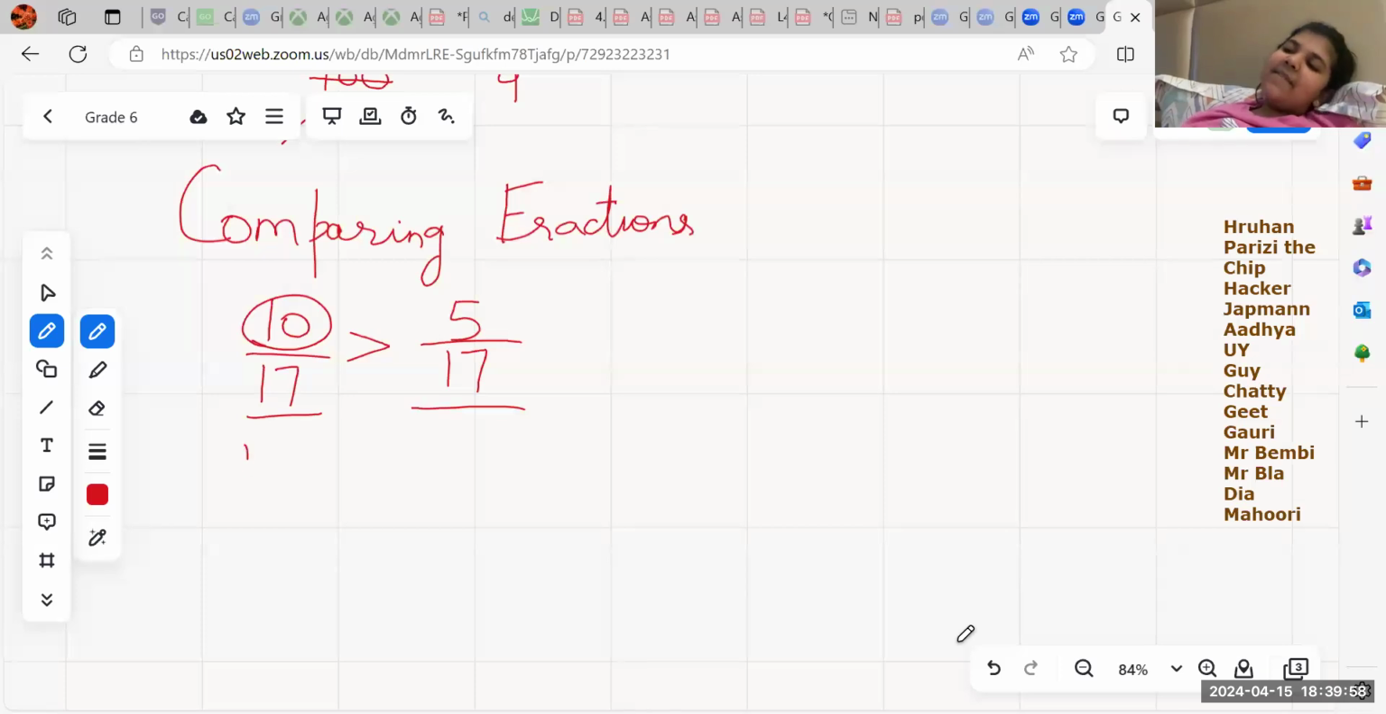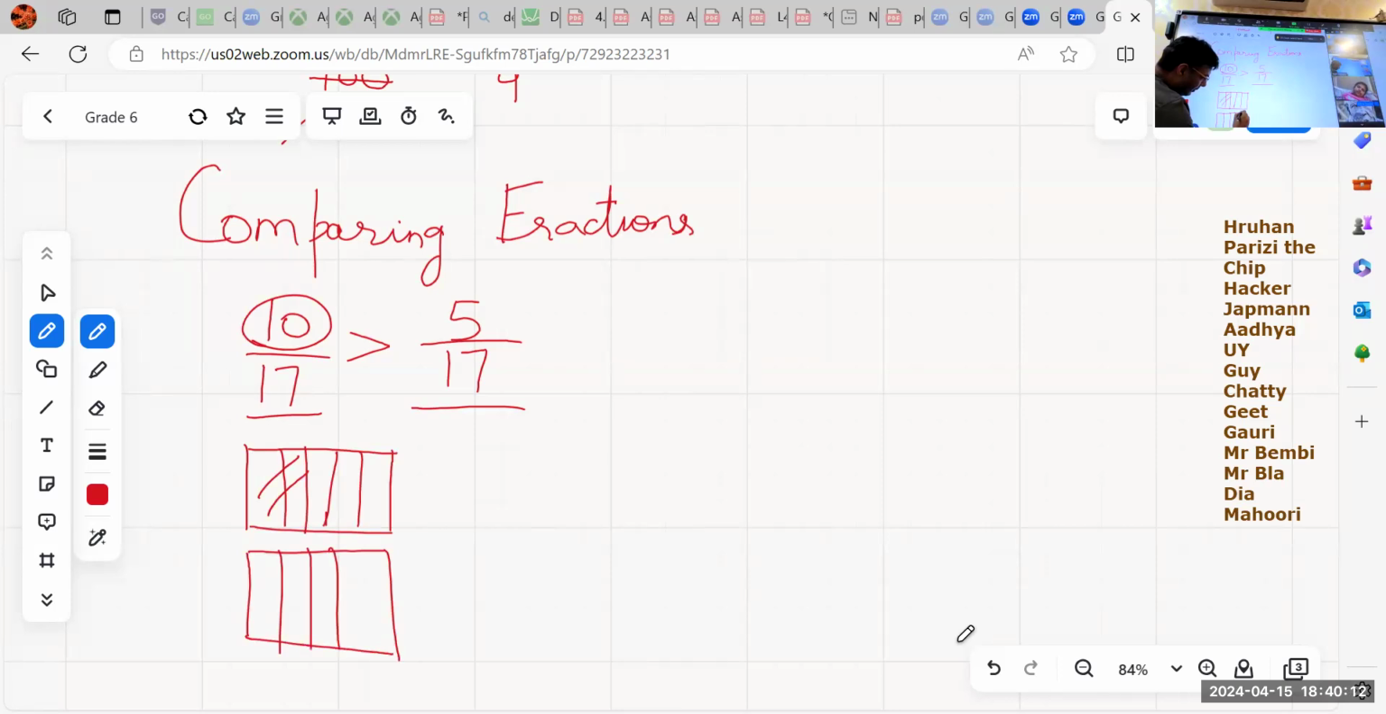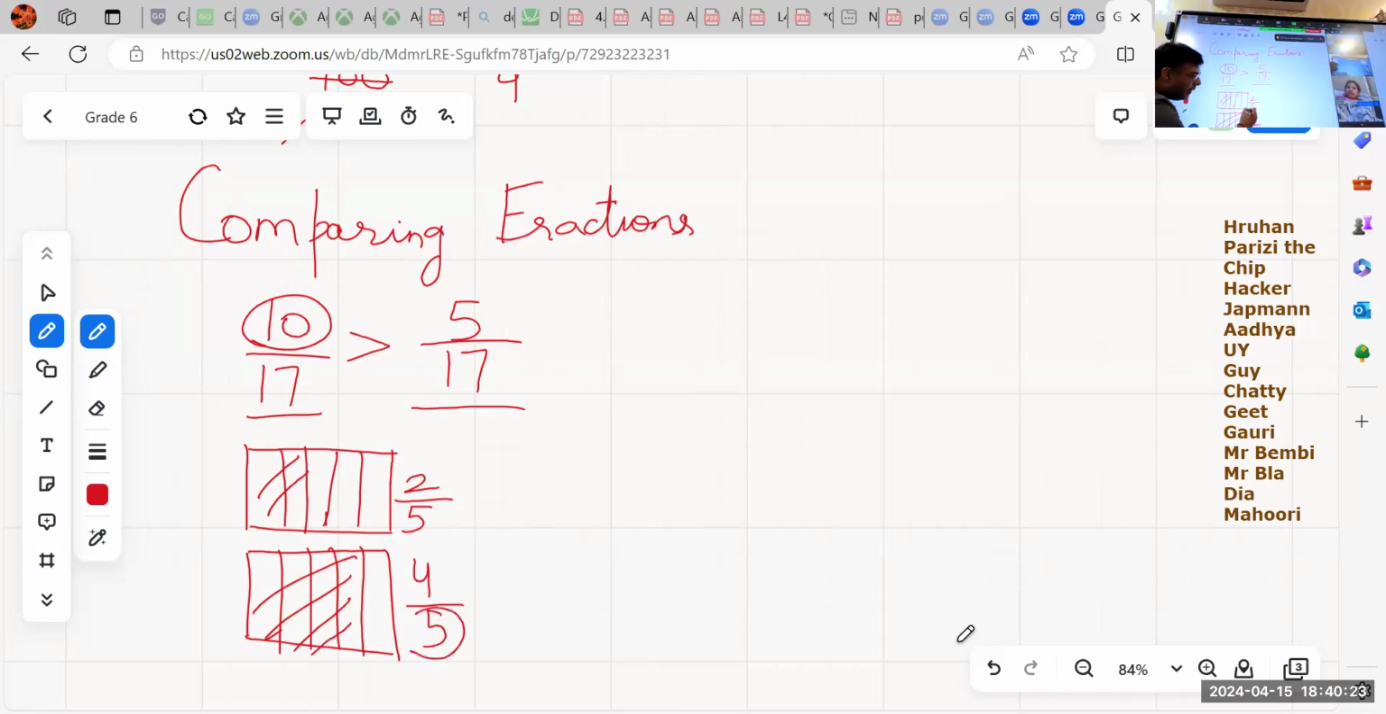See, let me show you. मैंने अभी आपको दिखाया था that this is 2 by 5 and this is 4 by 5. So which one is greater according to you? 2 by 5 or 4 by 5? 4 by 5, of course. Now, what does this denominator tell me? ये denominator मुझे बताता है, क्या बताता है भाइयों? Speak up.